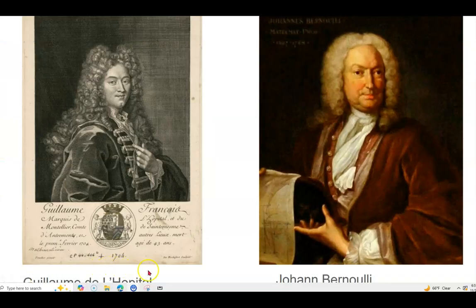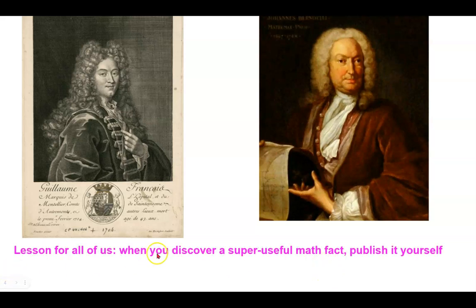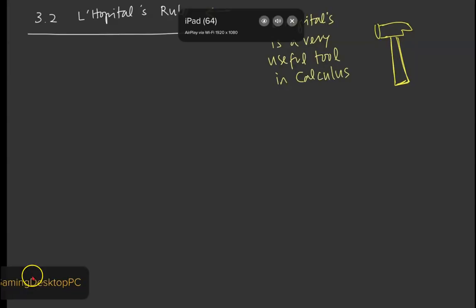So here we have two mathematicians. Over here we have Guillaume de l'Hopital, and then on the right is Johann Bernoulli. So in 1694, Bernoulli actually discovered the rule that we're going to be talking about, but back in 1696, a couple of years later, it was L'Hopital who published a math book, and it had this rule in it, and the rule became L'Hopital's rule, even though Bernoulli actually discovered the rule. So the lesson for all of us is when you discover a super useful math fact, publish it yourself.